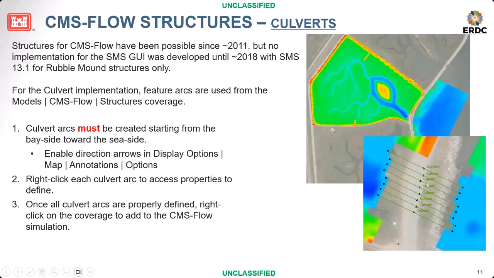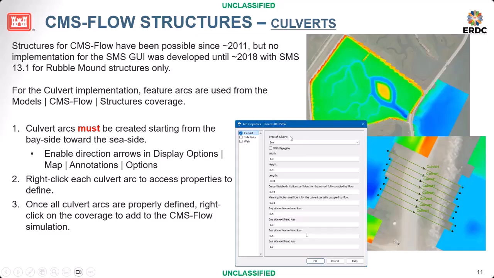This isn't always on, so you may have to enable that. And I give some directions here for how to do that in your display options. Once you have the arcs created, then you would right-click each one and go into the properties dialog and enter a little bit of information, parameters for each culvert. So in this case, there's a type of culvert, and that could be either circular or a box. And then if it has a flap gate or not, the width or radius, and then a bunch of other different parameters here.